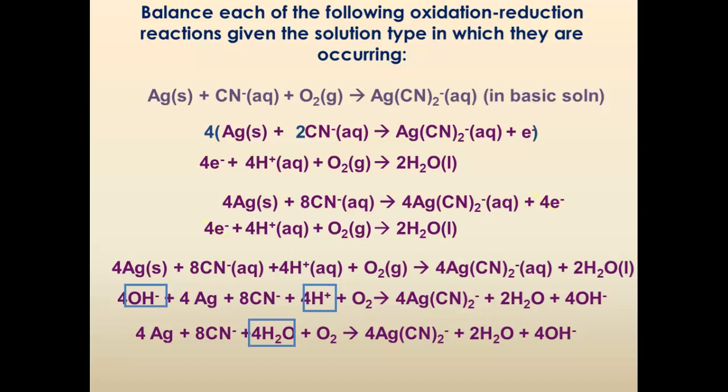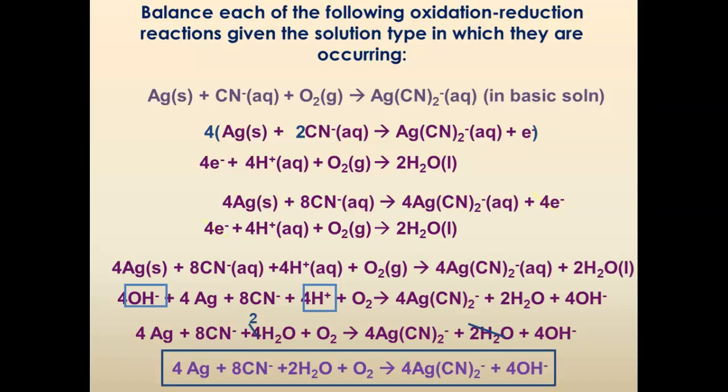I can simplify this equation one more time by taking care of the fact that there are 4 waters on the reactant side and 2 waters on the product side. Those 2 waters cancel out, bringing the water count down on the reactant side to 2. So my overall equation would have the 4 Ag and the 8 cyanide ions combining with 2 water molecules as well as oxygen to make 4 Ag(CN)2- ions and 4 hydroxide ions. Hydroxide being basic is going to take care of the fact that this is in basic solution.